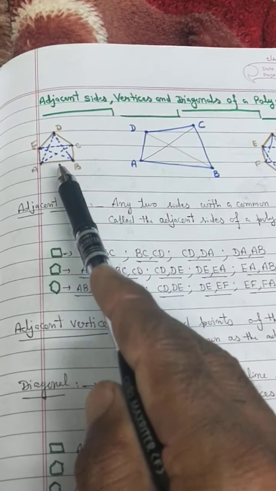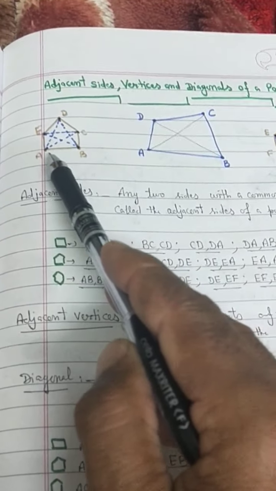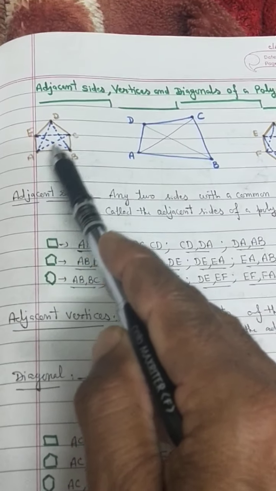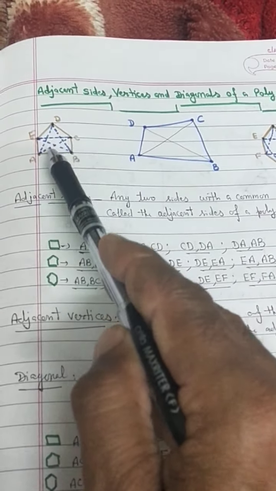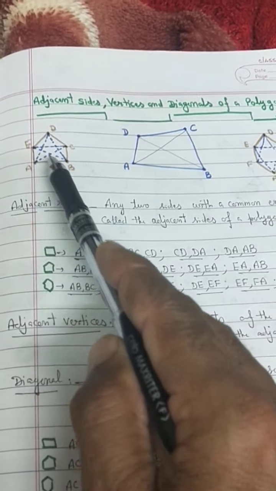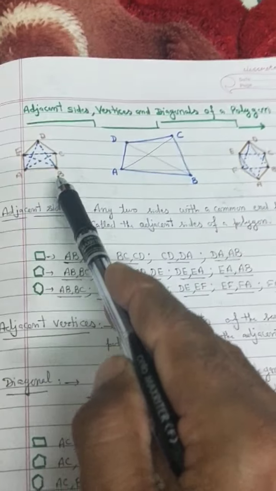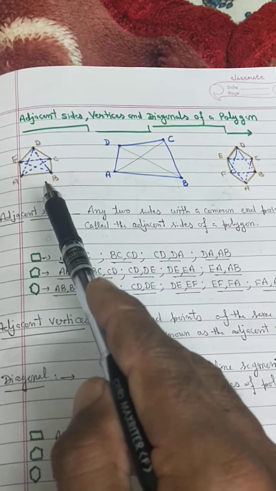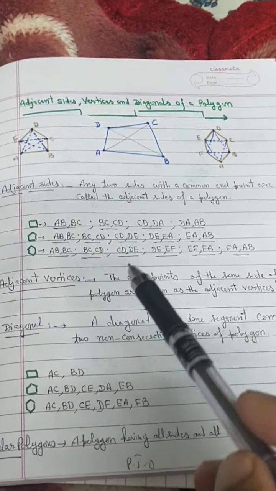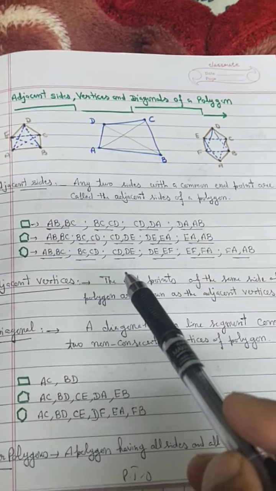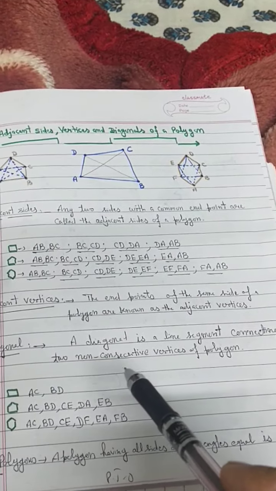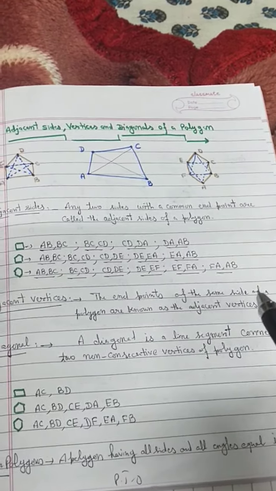Similarly, go for a pentagon. A pentagon has two non-consecutive vertices. One diagonal is AC, then BD, then CE, then DA, and last is EB. There are 5 diagonals in a pentagon and 6 diagonals in a hexagon. So a diagonal is a line segment connecting two non-consecutive vertices of a polygon.